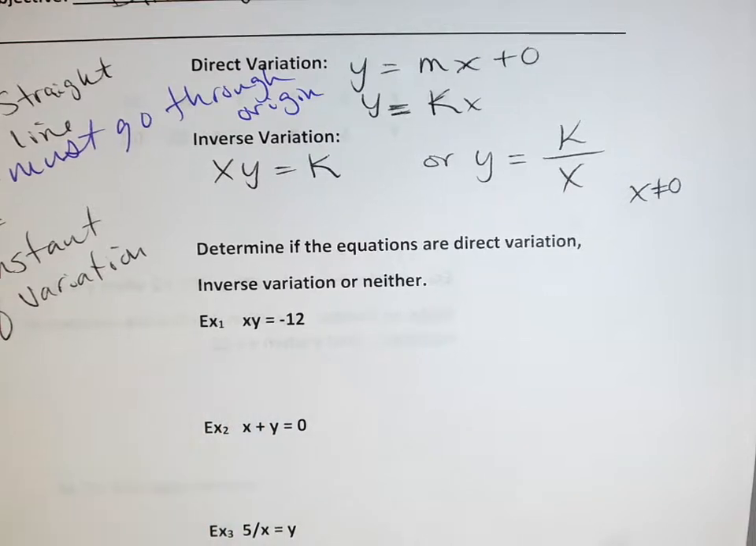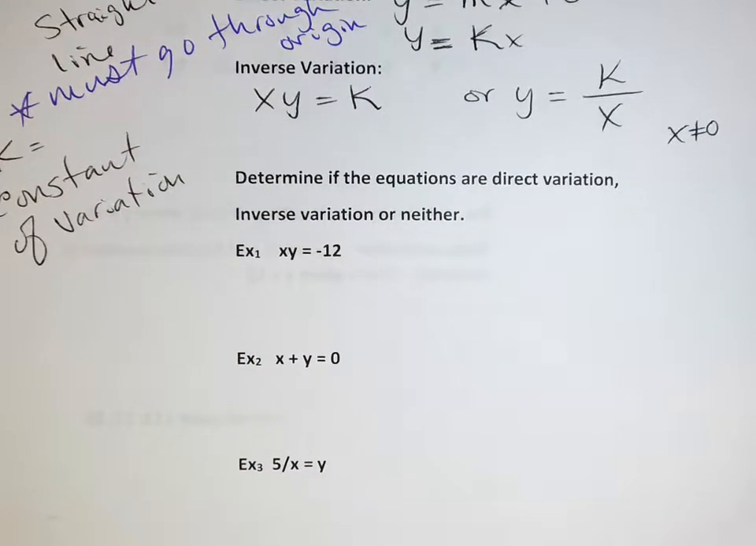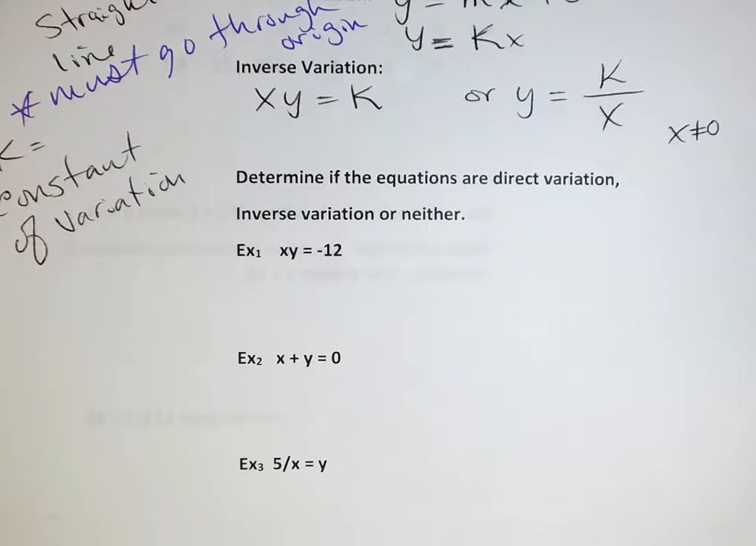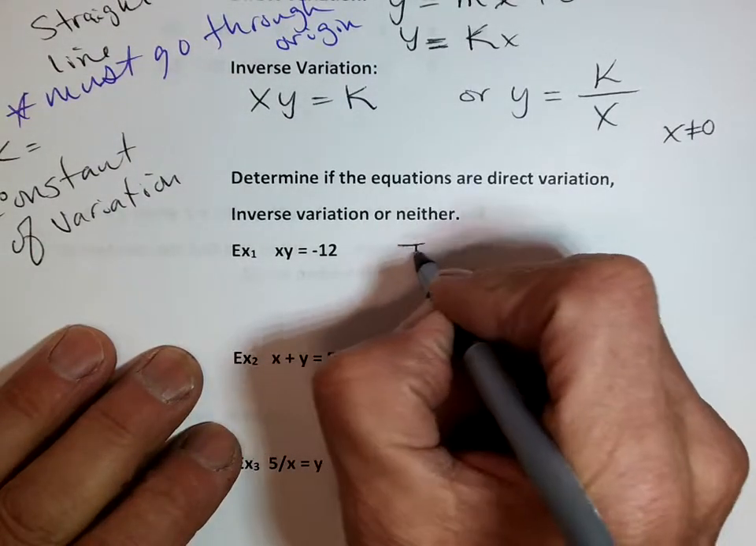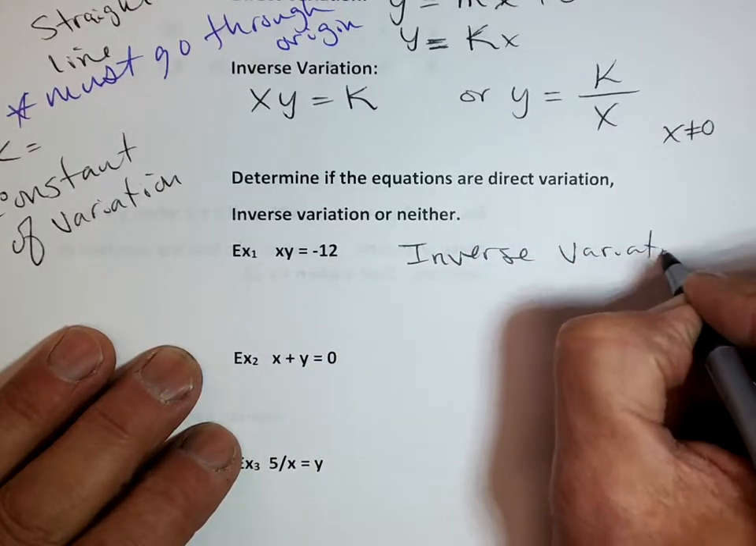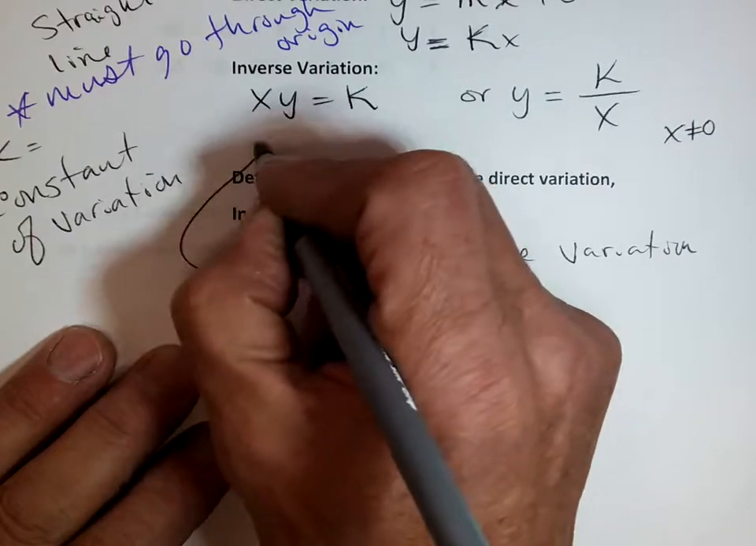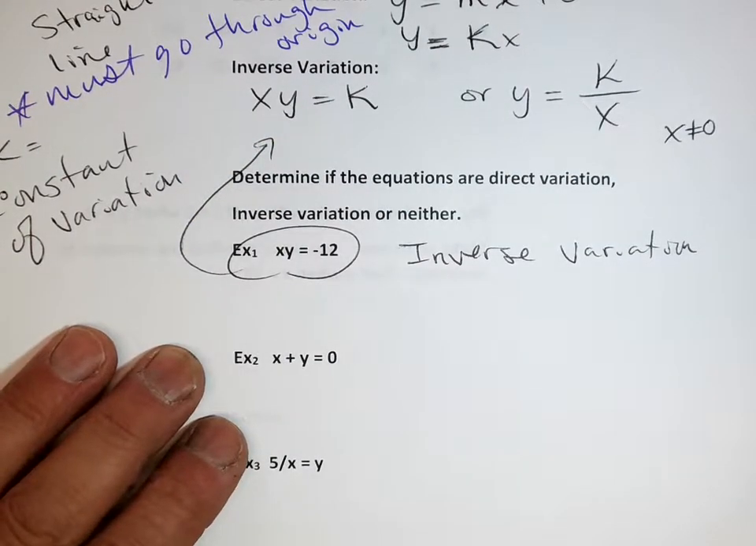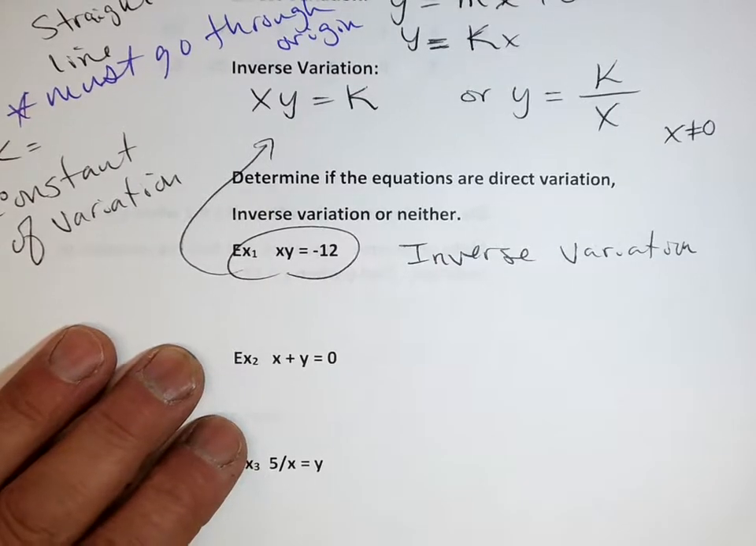So example 1, just looking at it, what do you think? Don't let John do all the work. What is it? It's inverse. It is inverse. Isn't it exactly like our xy equals 24, but it's xy equals 12, okay? So this one is going to be my inverse variation. It looks just like that one, doesn't it? X times y equals a number.